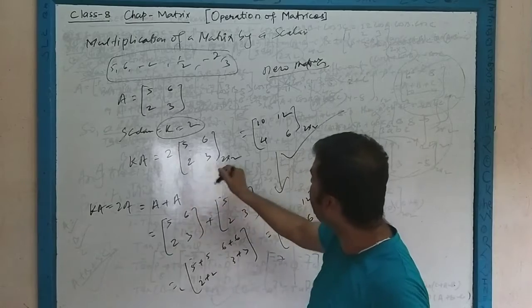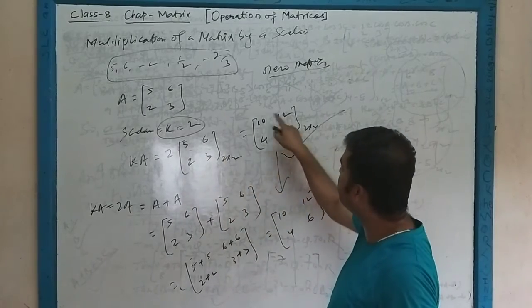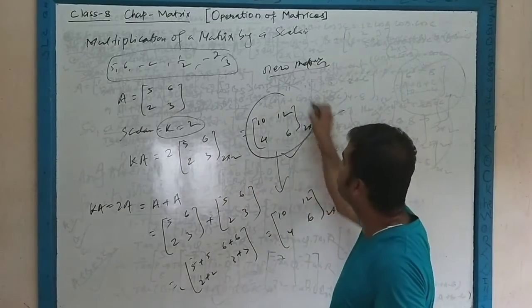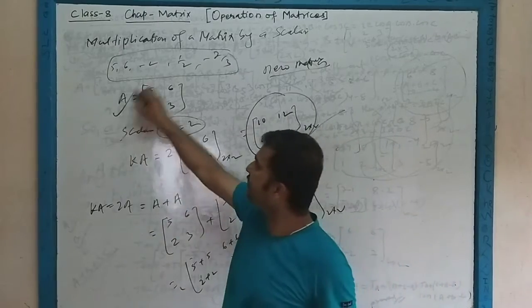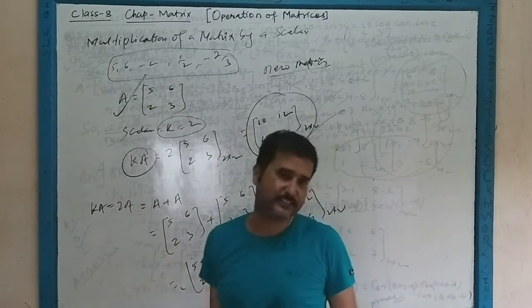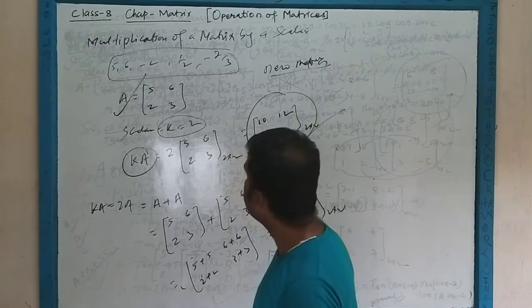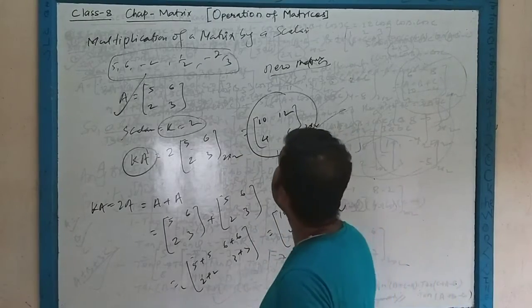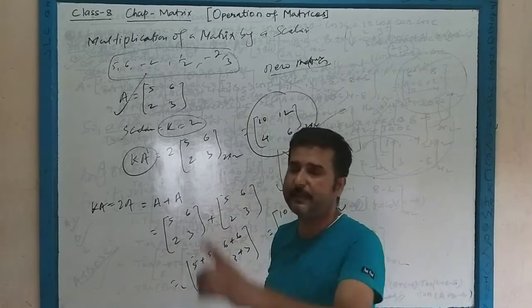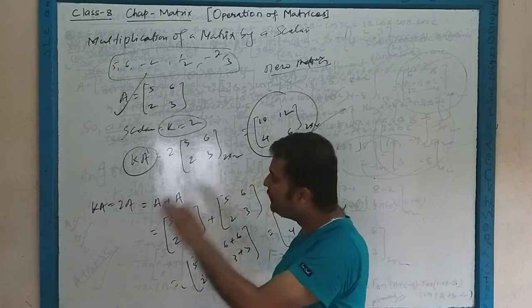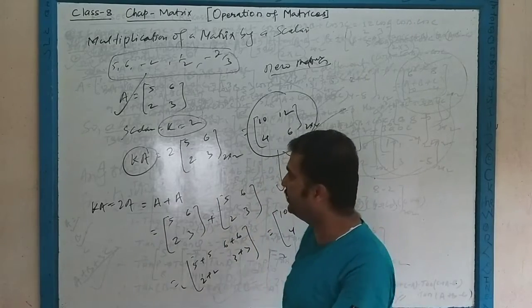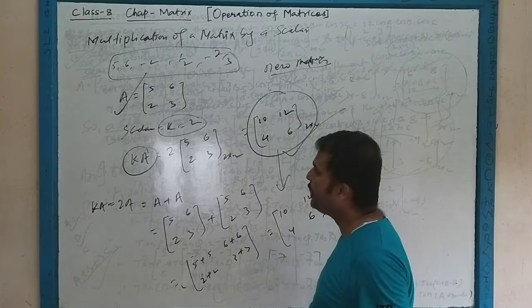So after multiplying by the scalar, whatever result we get, this is a new matrix. A is one matrix and KA is another matrix. These are two separate matrices. So result is multiplying a matrix by a scalar. So if you multiply any matrix by a scalar, its all elements of that matrix will be multiplied by the same scalar, and you have a new matrix.